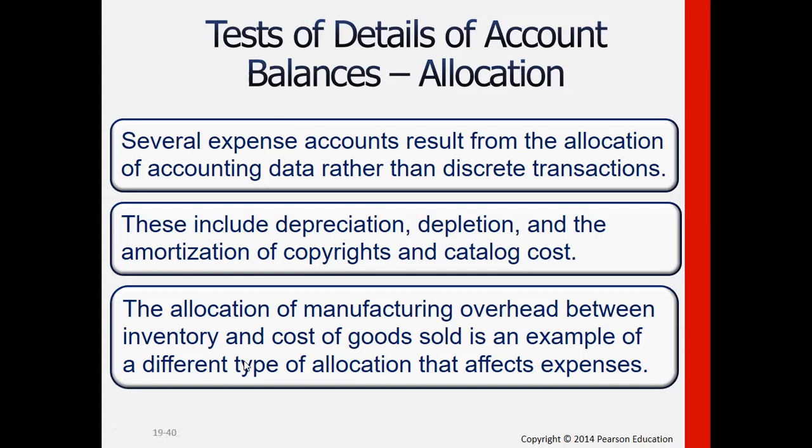Then also the allocation of manufacturing overhead between inventory for the unsold portion and cost of goods sold for the sold portion would be another example of allocation. So those items found in cost of goods sold would be allocation from assets to expenses.